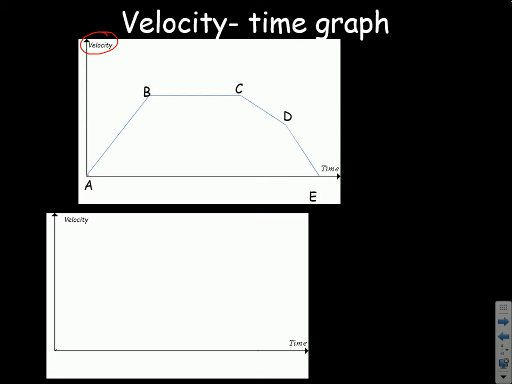Okay, so let's start just like we did with the last one. From A to B, what is occurring? Start off, we are here at 0, so we have a velocity of 0. And then as time goes by, we can see that the velocity is increasing to get to this point here. So the velocity is increasing.